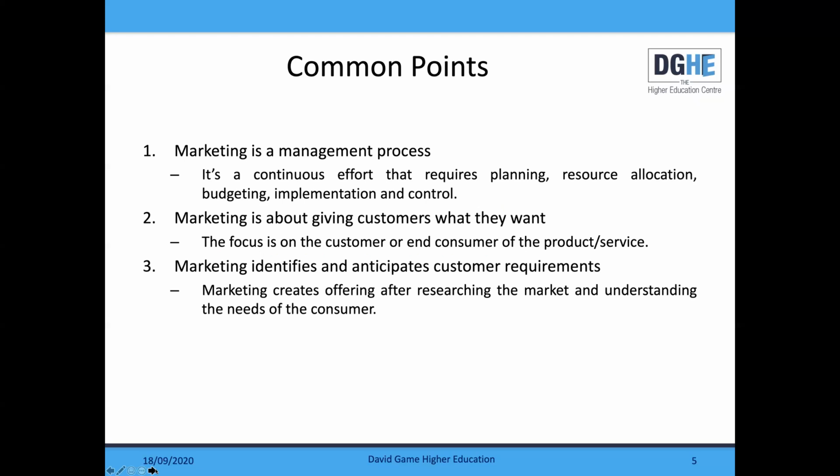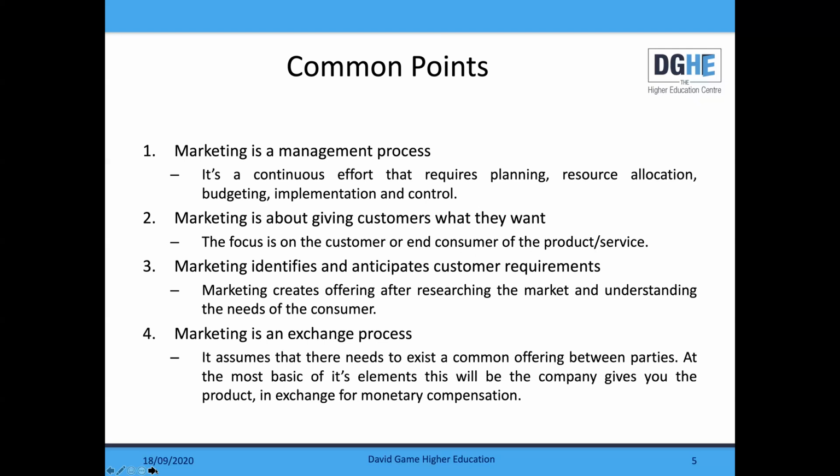Marketing identifies and anticipates customer requirements. Now, this point is in sequence of the point that I just made about customer centricity. We only know if you want a specific product or service after we've researched. So researching the market is a fundamental activity in the very big process of marketing that is about understanding the needs of the consumer. It's about understanding how we can cater to the consumer. How can we create a product or service that fits their requirements?